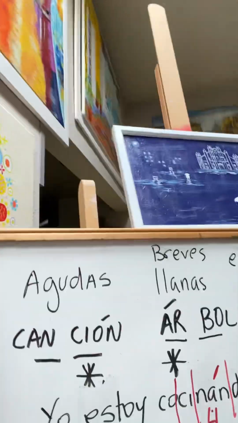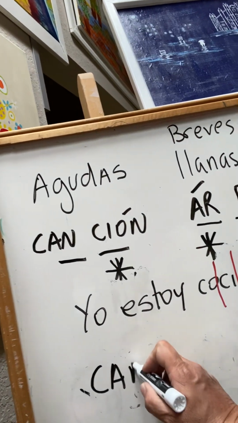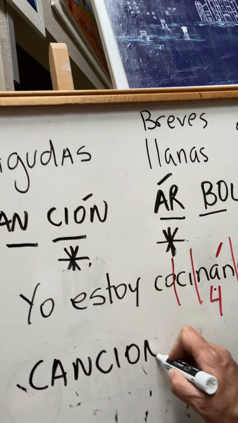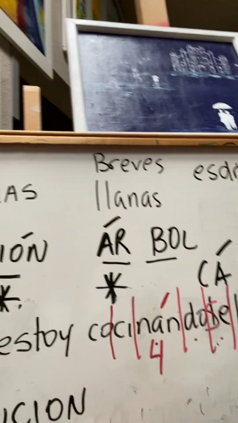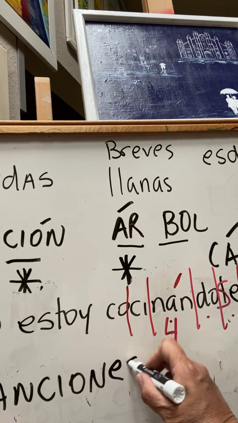So how do we form the plural form? If the word ends in a consonant, you have to add es. If the word ends in a vowel, you only add an s. So that's simple. And then there's a third one: if the word ends in a Z, you change the Z for a C, and then you add the ES, okay? So let's look at canciones. So we're gonna make it plural. It ends in a consonant, so we're adding the ES.